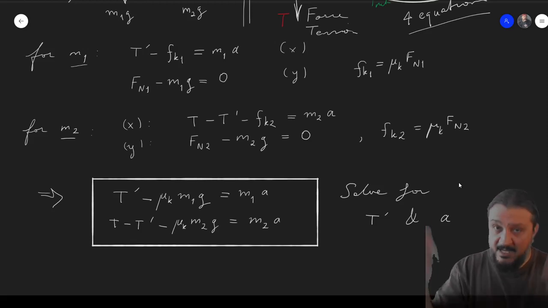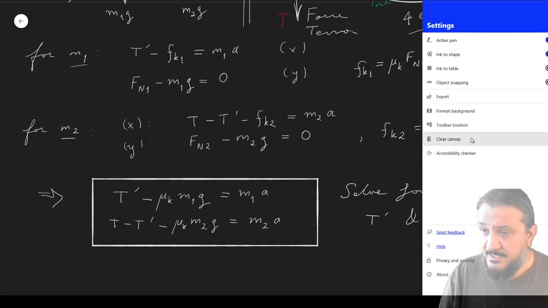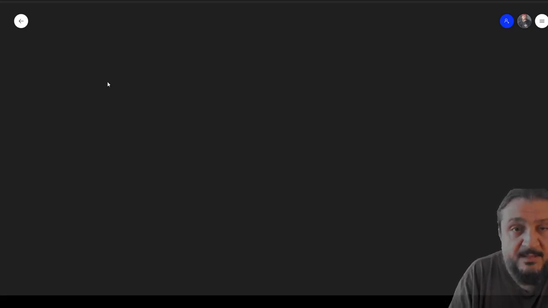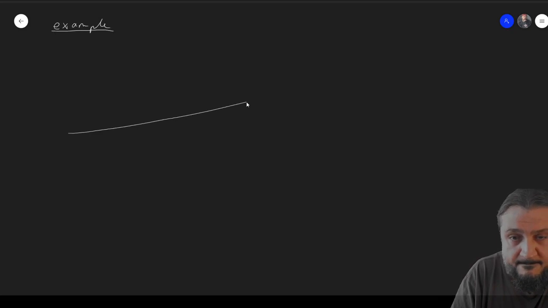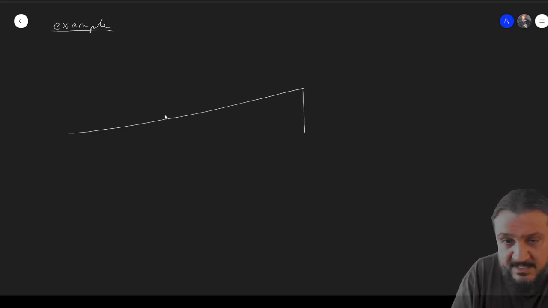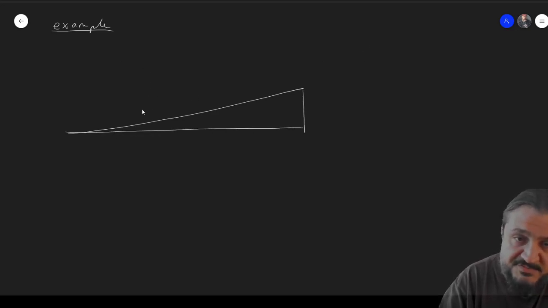All right, so let me illustrate this with an example with numbers now. This is the outline, this is how you do it. So let me pick a numerical example, and let's change it a little bit. Okay, let's tweak it. So, example 2. So here's an inclined plane. All right, and those two masses, M1 and M2, are here.